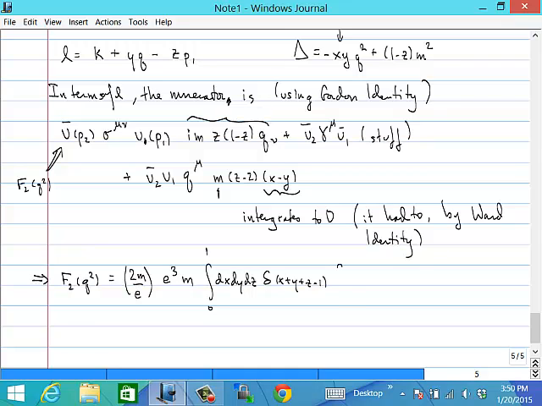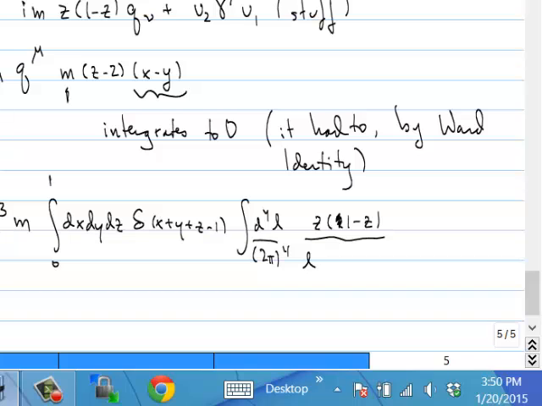And then we have this integral d4L over 2 pi to the 4th. You get a z times a 1 minus z over L squared minus delta, all cubed, coming from that denominator formula, where delta was minus xy times q squared minus 1 minus z squared times m squared.